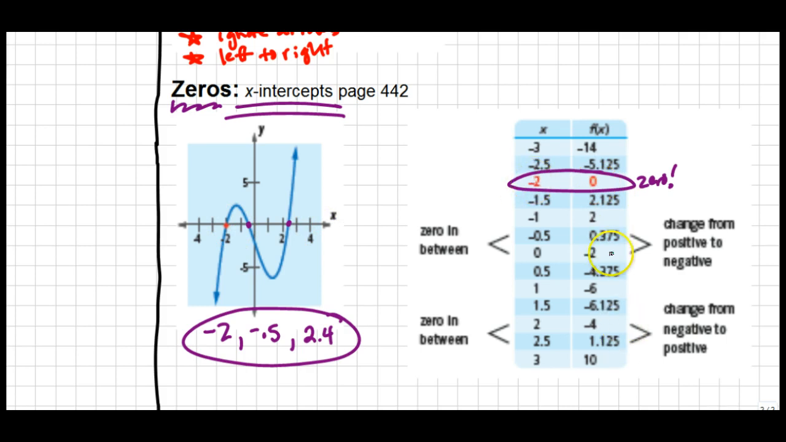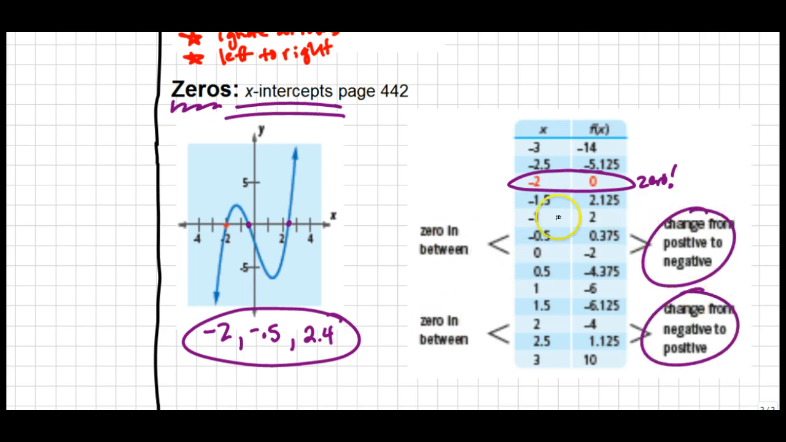Now the other 2 zeros aren't as easy to identify. You want to look for changes from positive to negative or from negative to positive. Whenever that's happening, you must be crossing the x-axis in order to get from positive to negative or vice versa. So that's why it says look for those changes. There must be a 0 in between these numbers.